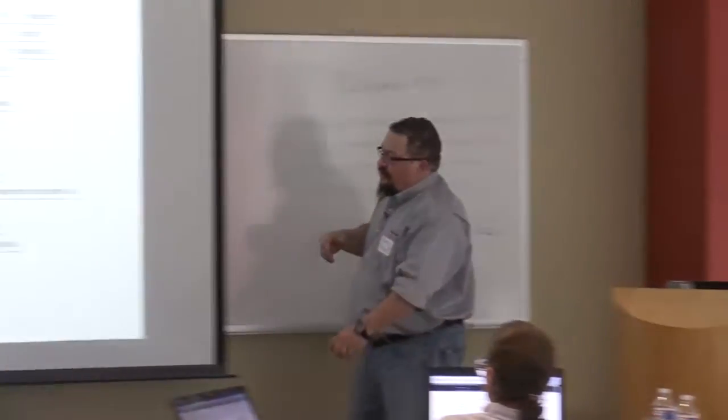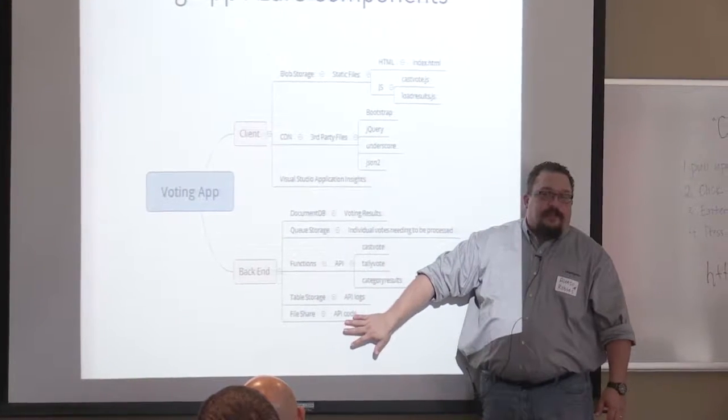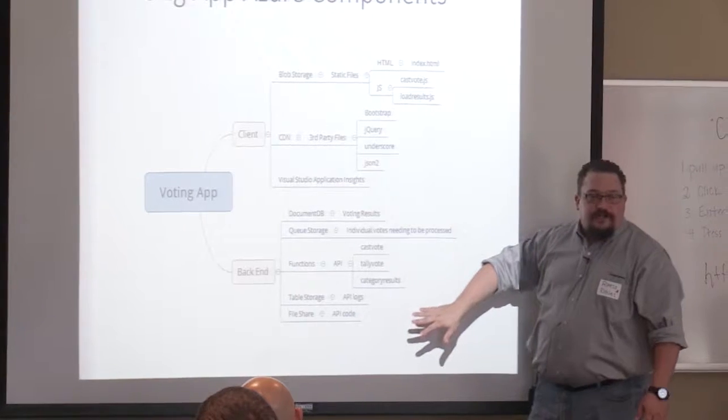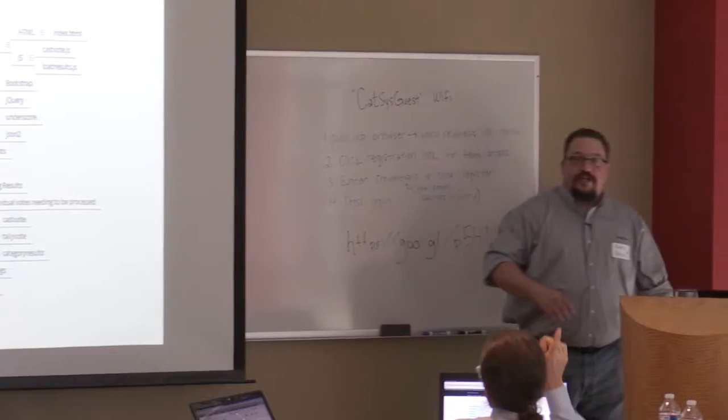File share, this is actually where the code for the functions is stored. So the function.json files, the package.json files, and the index.js files for each of those are where the functions are actually stored on the server.